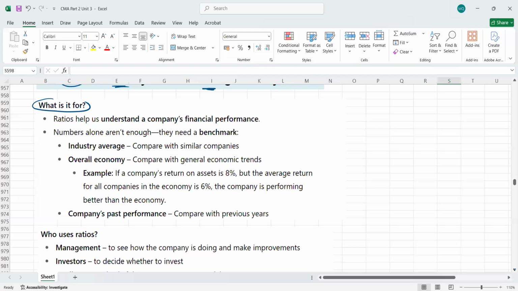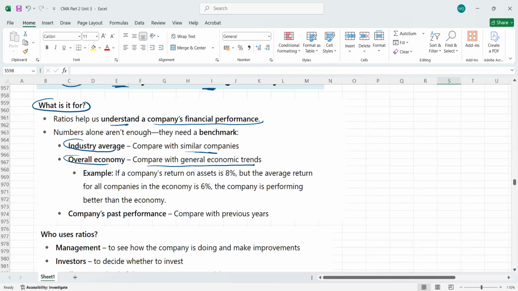Number one, ratios help us understand a company's financial performance. Definitely when you calculate a ratio, you need to compare it first, because a ratio in isolation is nothing. If you have a single ratio and you are not comparing it with a benchmark, it has no meaning for you. So a ratio will become meaningful once you compare it with something. You can compare with the industry average, the average of similar companies. You can also compare with the overall economy, meaning general economic trends.